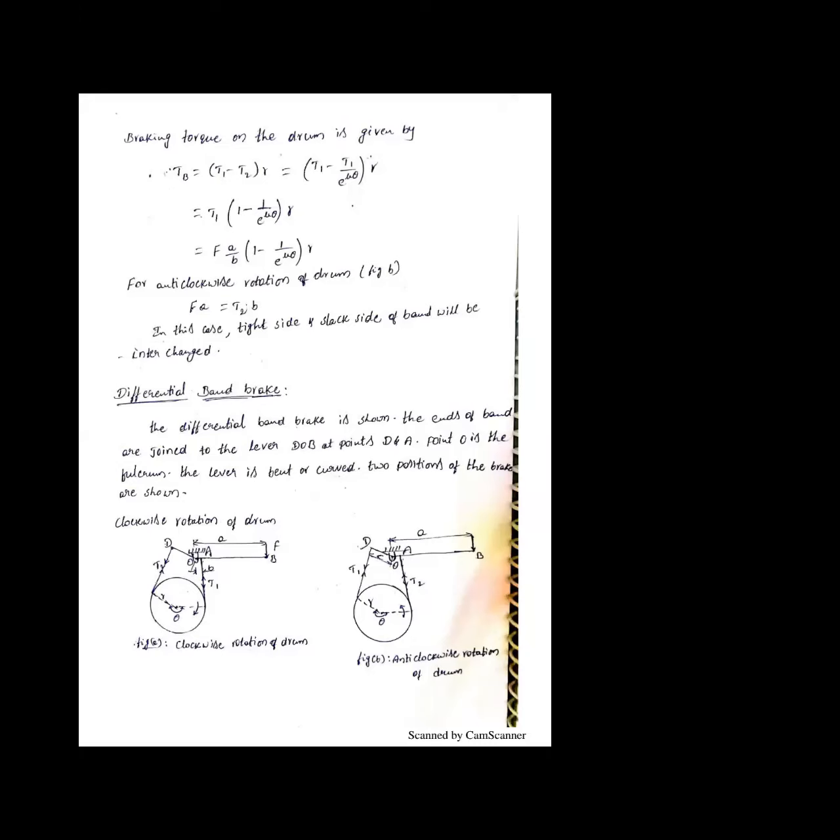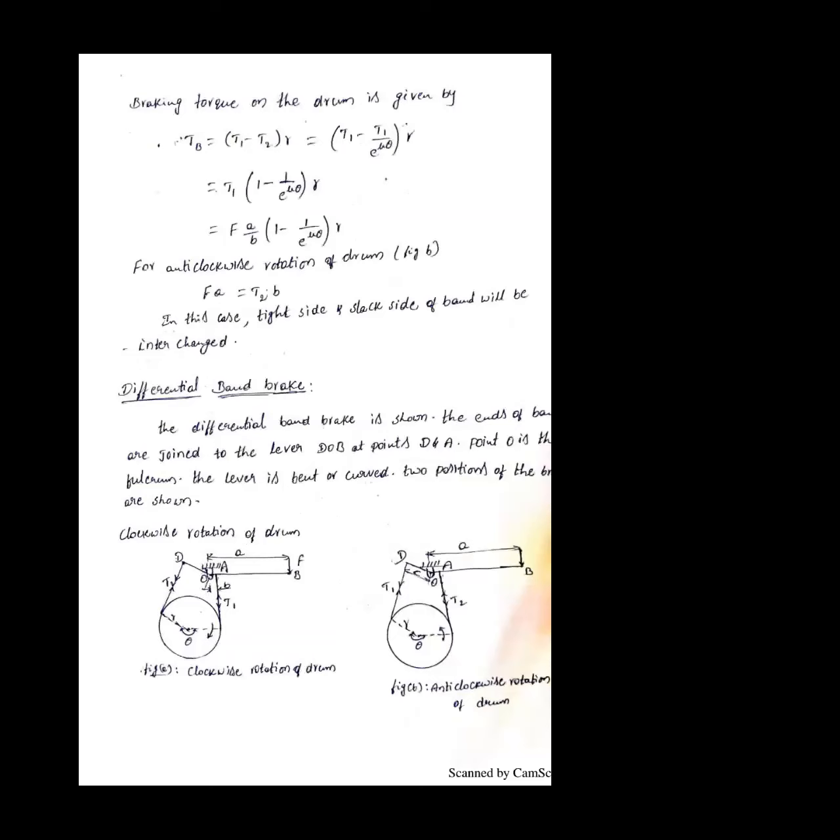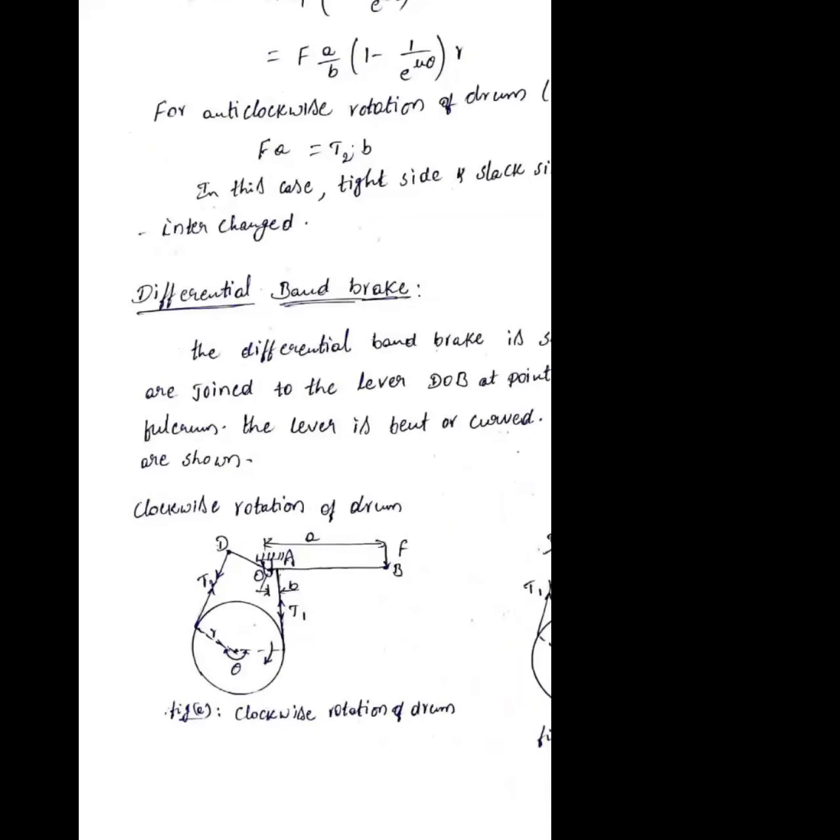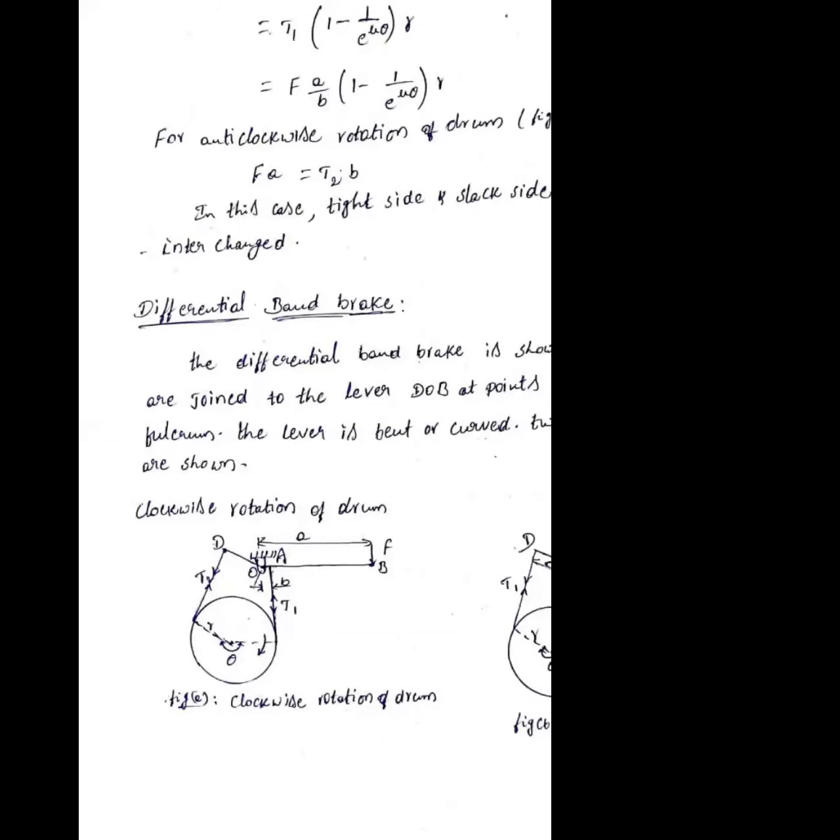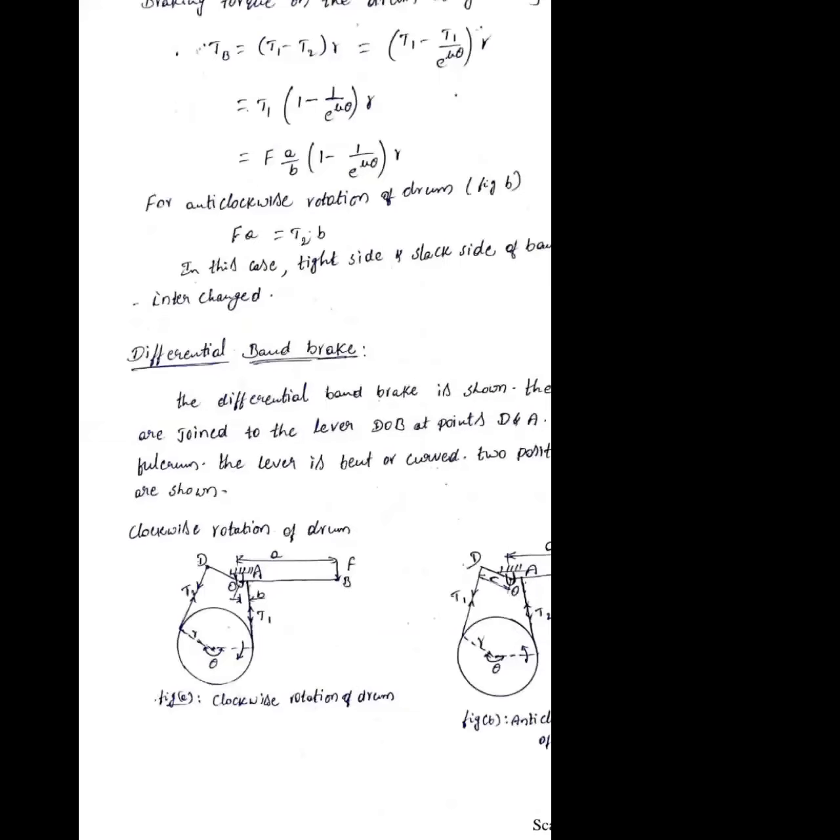So next, today's topic is the differential band brake. There are a number of derivations belonging to brakes and dynamometers. But when we observe the particular diagram, we observe how many forces are there and the distances from one point to another. How much distance does each force have from the pivot point or the fixed point? Just observe those things.